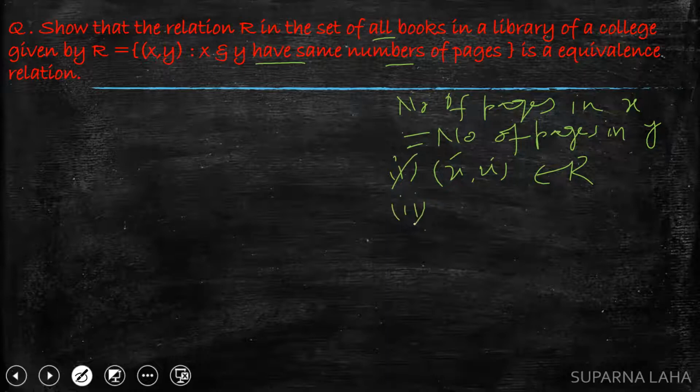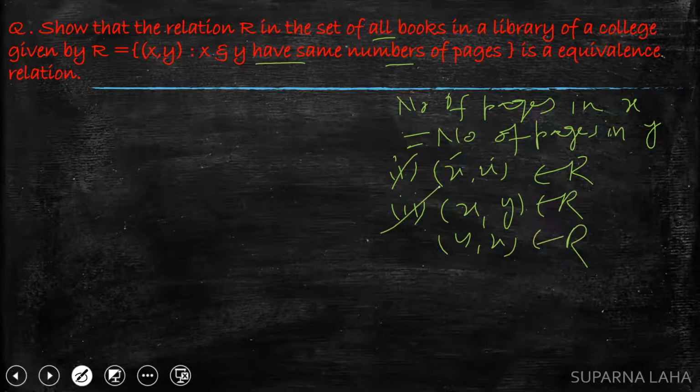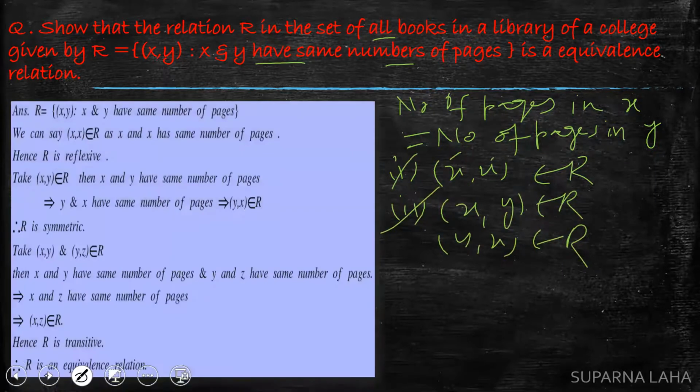The second property is the symmetry property. If X comma Y belongs to R, then Y comma X should belong to R. This property is also satisfied since X and Y have the same number of pages. If we interchange their places, that will not disturb this relation, and Y and X also have the same number of pages.